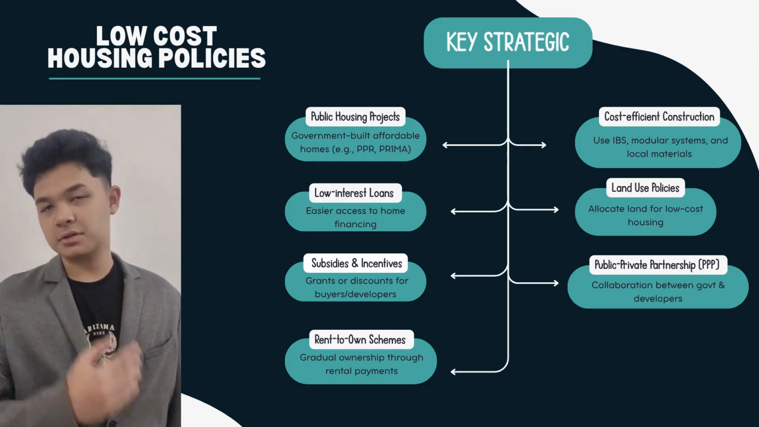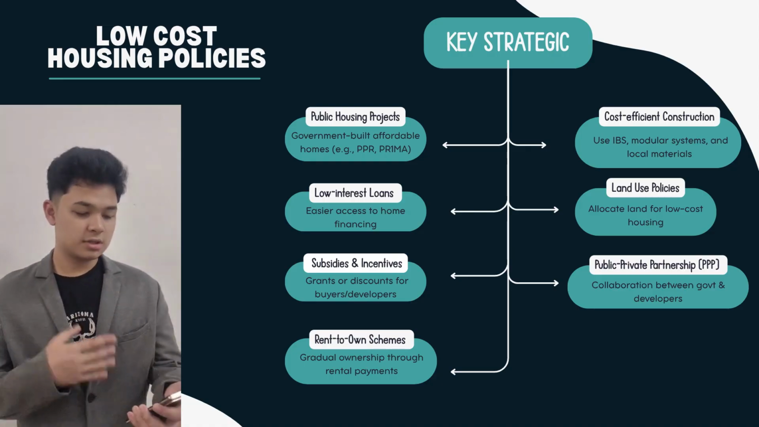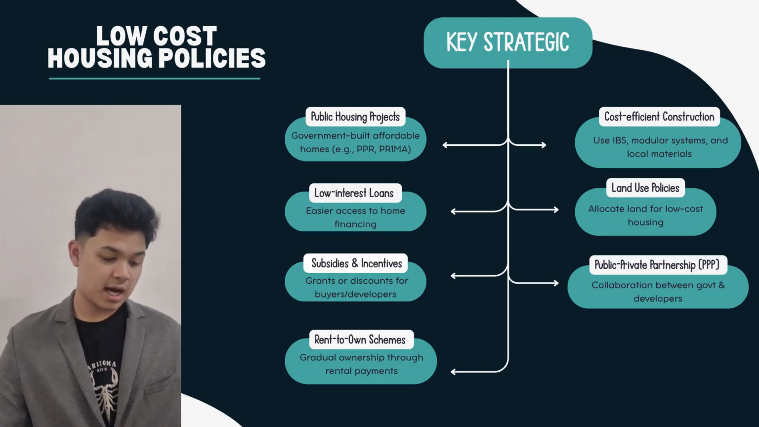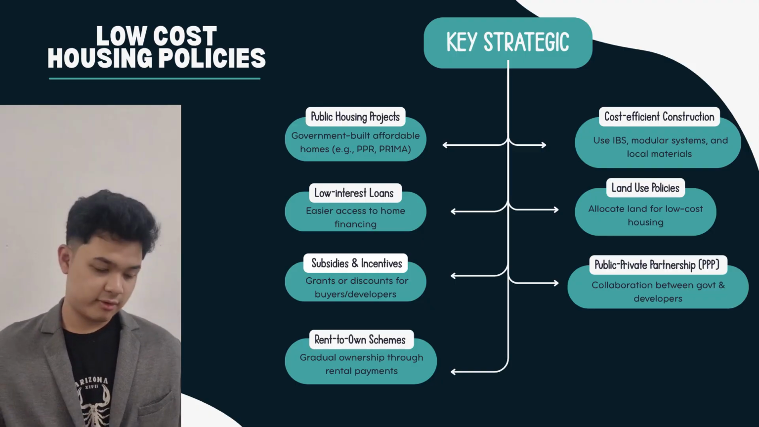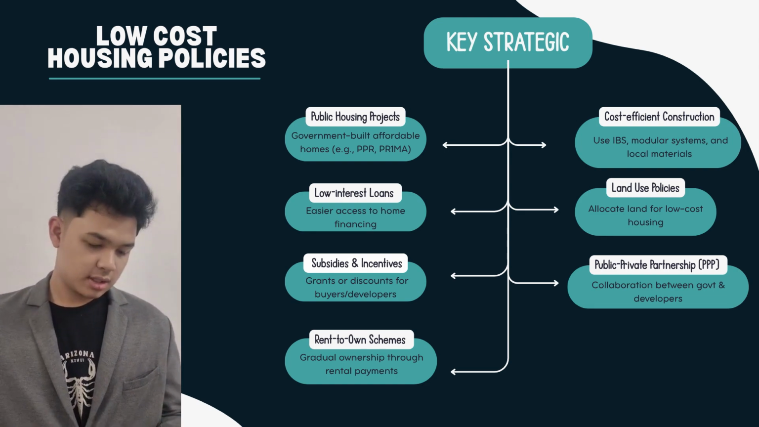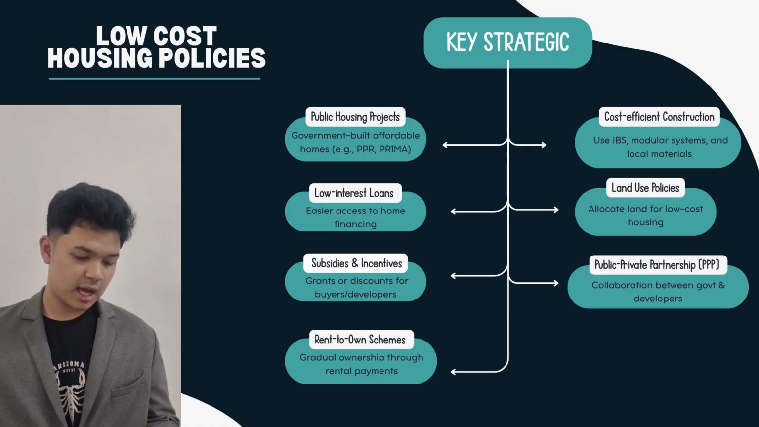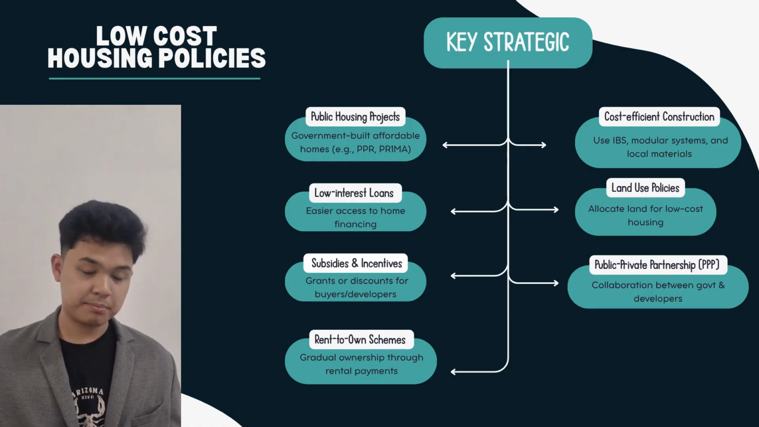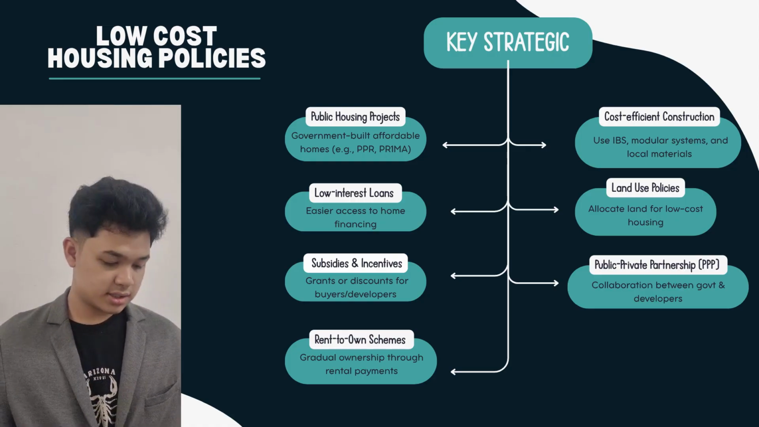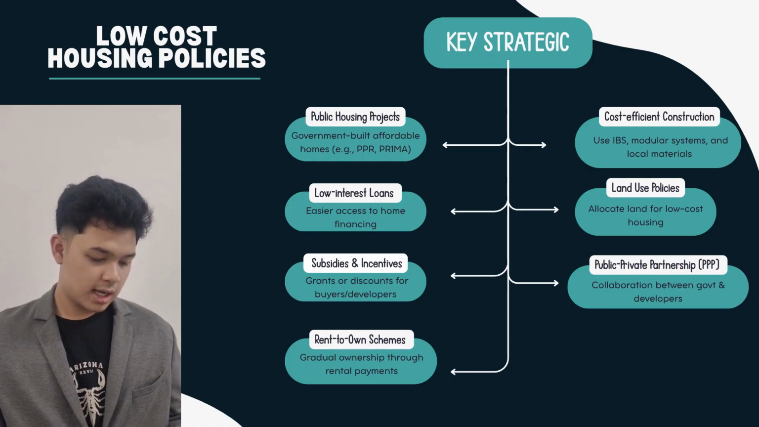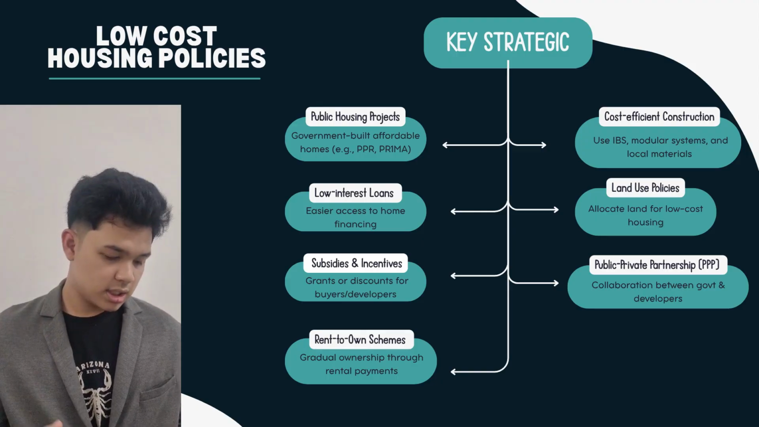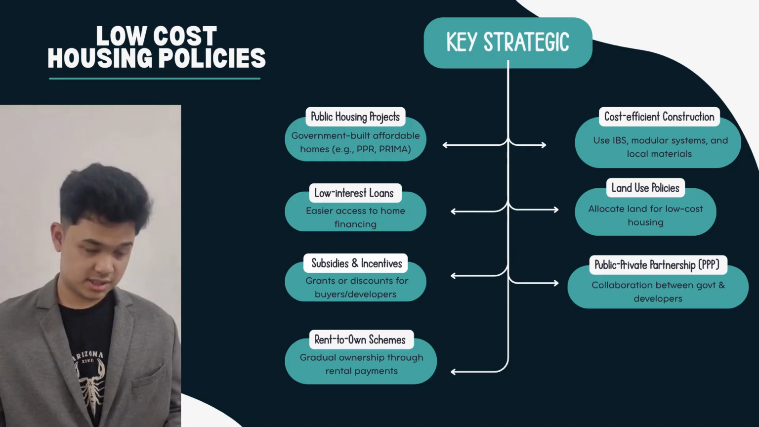So, what are the policies of low-cost housing? First of all, the subsidies. It is a grant or discount for buyers and developers. After that, there are public housing projects. The government built affordable homes, for example like PPR or Prima, and low interest rates on loans, which help the buyer get easier access to home financing.